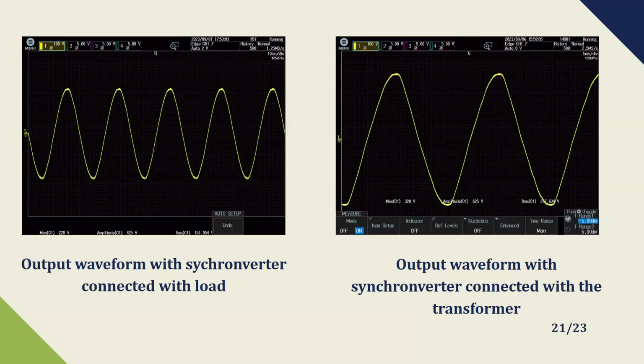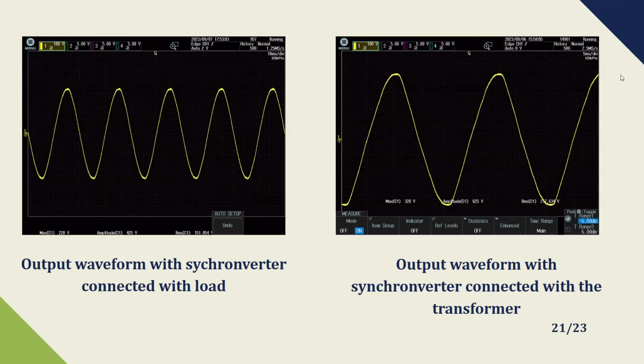So here we have two output waveforms. The first one is the Synchronverter connected with load, which shows a sinusoidal waveform, and on the right side we have the output waveform with the Synchronverter connected with the transformer, which also shows a sinusoidal waveform. The Synchronverter actually mimics the action of a synchronous generator. For a synchronous generator connected with load and the grid, there should be a sinusoidal waveform. Of course, here you can see that this behavior is represented in the physical prototype.